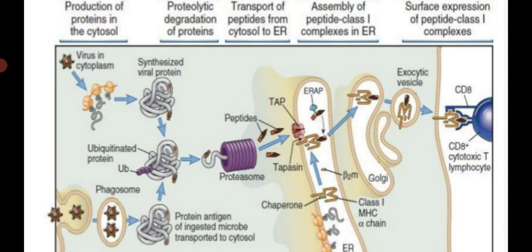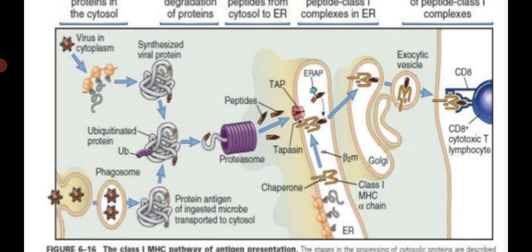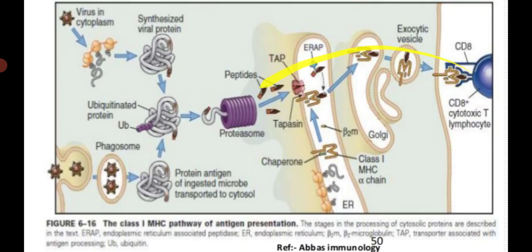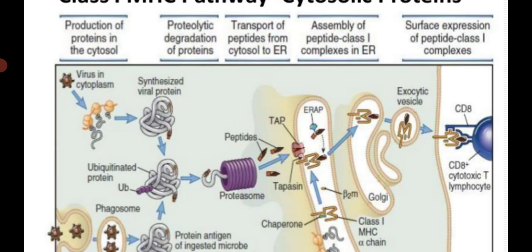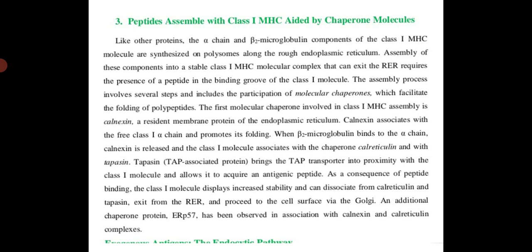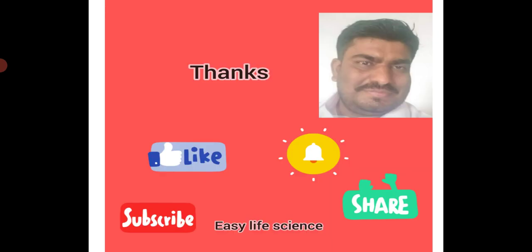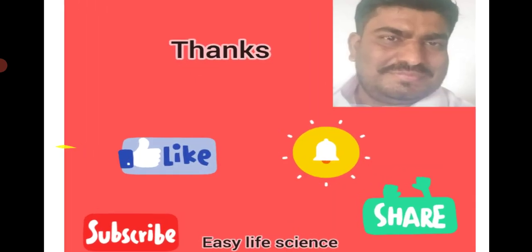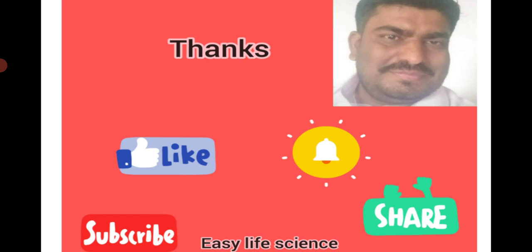The CD8 plus cell binds through its co-receptor to the alpha 3 domain of the class I molecule, and the CD8 plus cell, or cytotoxic T cell, releases cytokines and granzymes, and because of these granzymes and cytokines, this virus infected cell gets killed, and this is the cytosolic pathway.